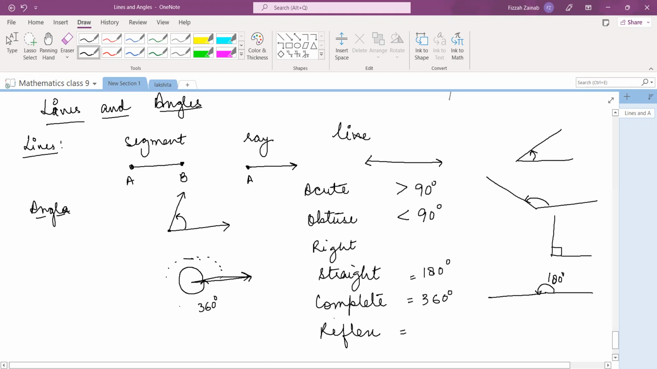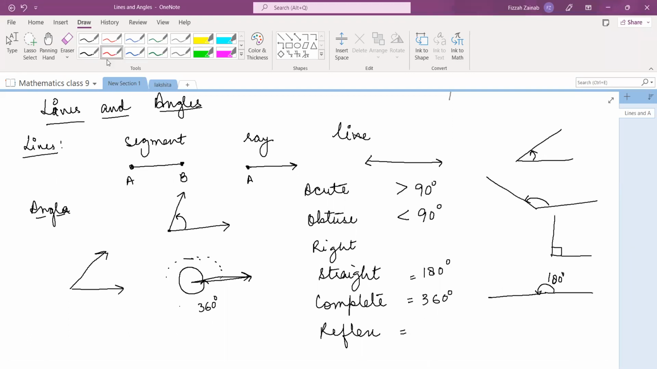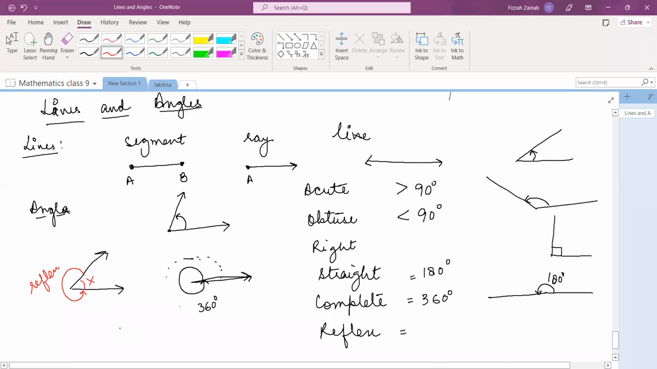And a reflex angle. Now what is a reflex angle? For example, let's say I have two rays. Now, instead of this angle, I'm not interested in this angle. I want to find this angle. So this angle is known as a reflex angle. Understood? So a reflex angle is basically 360 minus your angle, whatever the angle measure is. This is a reflex angle. So this much about angles.